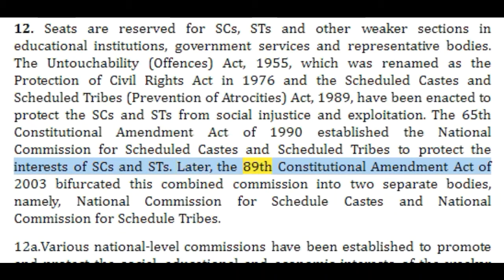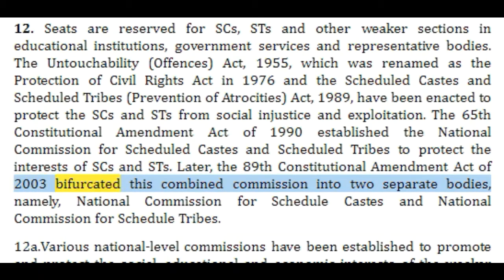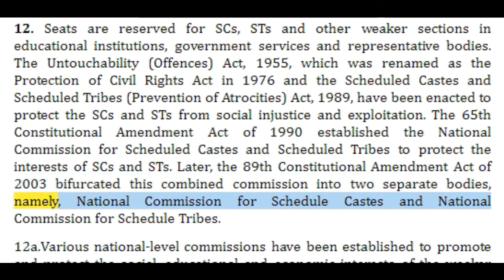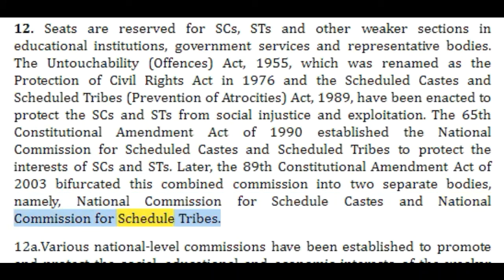Later, the 89th Constitutional Amendment Act of 2003 bifurcated this combined commission into two separate bodies, namely, National Commission for Scheduled Castes and National Commission for Scheduled Tribes.